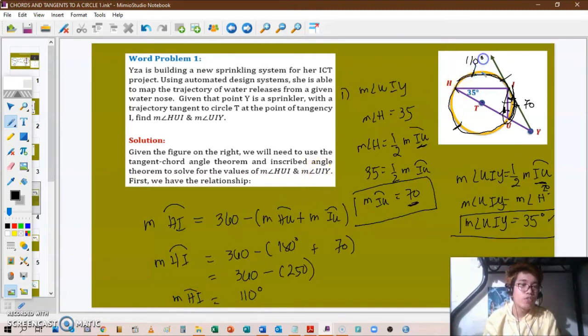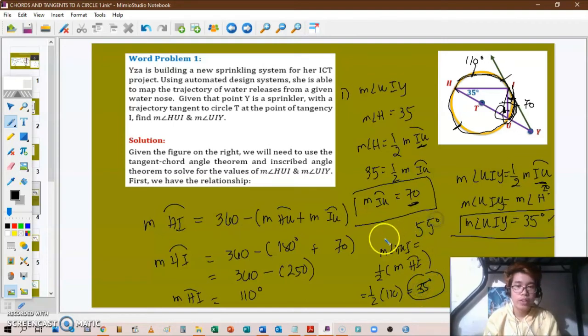And again, using the theorem, since we're looking for the angle right here, the measurement of angle HUI is going to be equal to 1/2 of the measurement of arc HI, which is 1/2 times 110. Therefore, the measurement of angle HUI is equal to 55 degrees. There you go. So we have our answer right here: the measurement of angle UIY is 35 degrees. The measurement of angle HUI is 55 degrees.